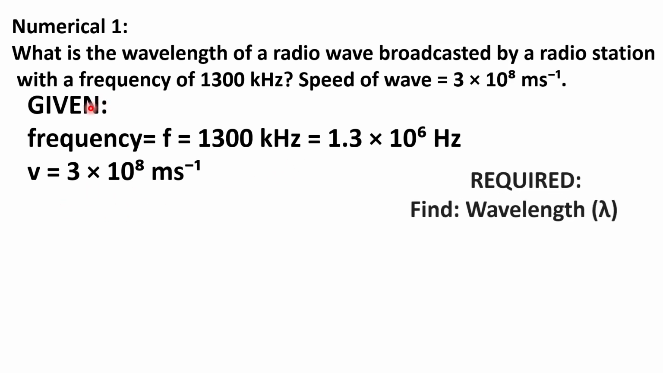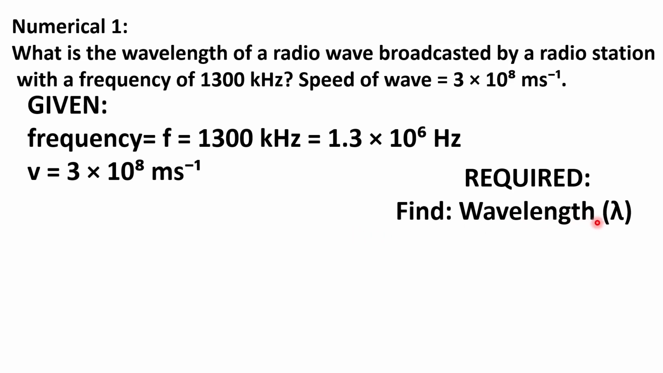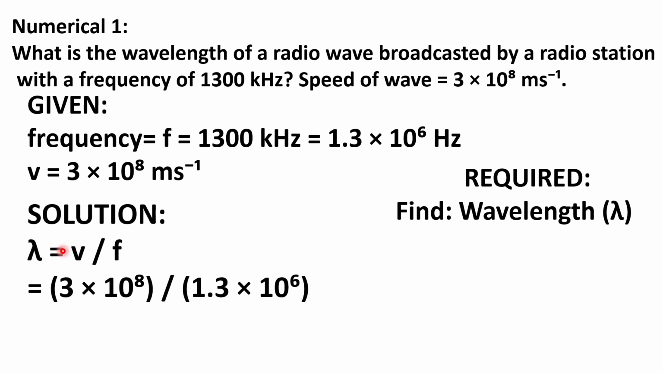So now we require the wavelength. So we will use a wavelength formula, which is v, speed, equal to f lambda. So v equal to f lambda, and here we have to calculate the wavelength. So we can write v equal to f lambda as lambda equal to v divided by f.